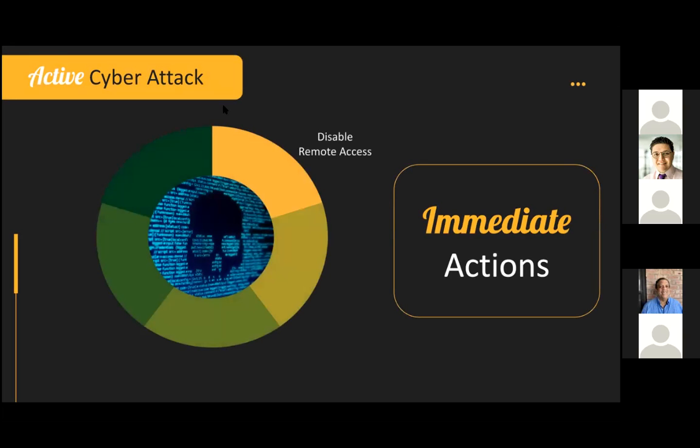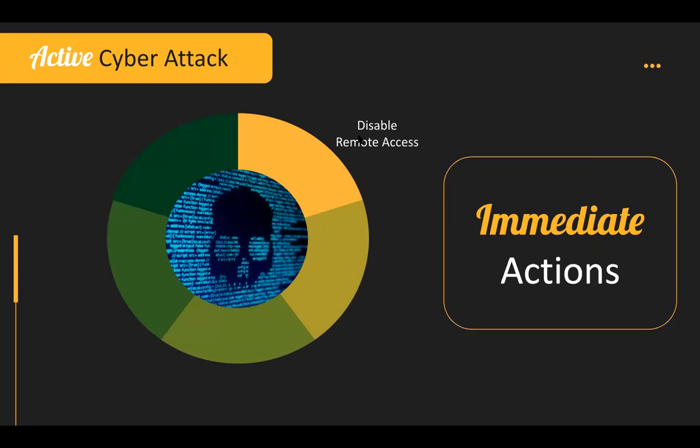And the next section, well, we're still in the active cyber attack section, but this slide is about the immediate actions you can take once you get attacked or get notification that you're under attack. You want to disable remote access. You want to change passwords, all passwords that you can. You want to install any security update or patch.